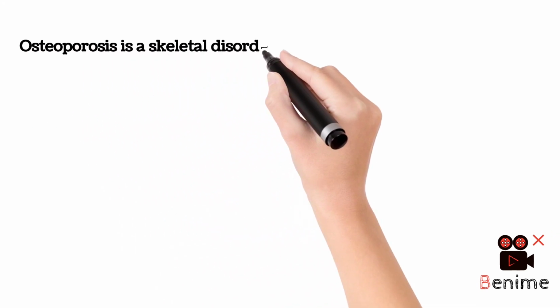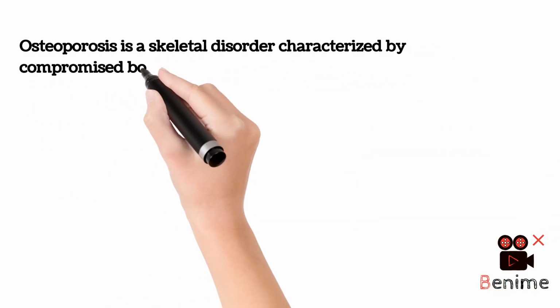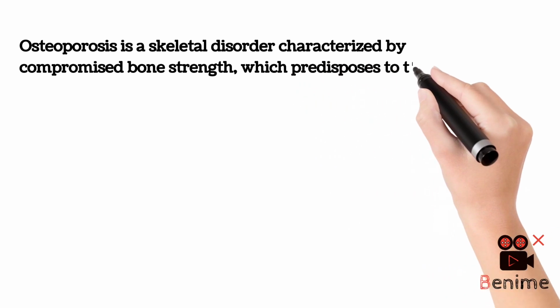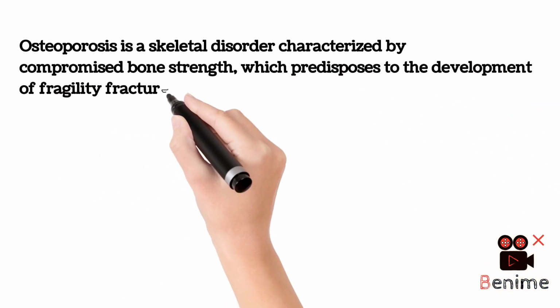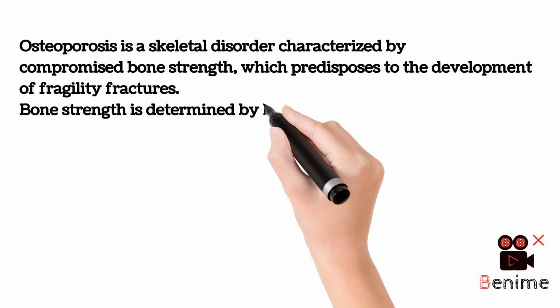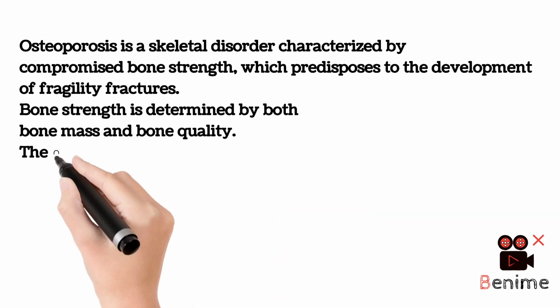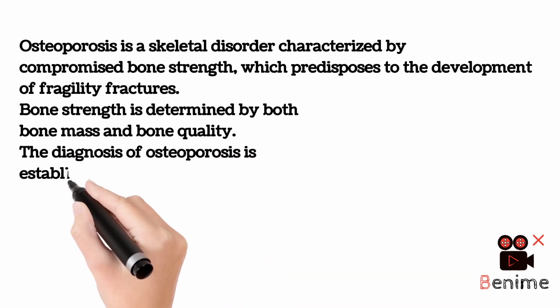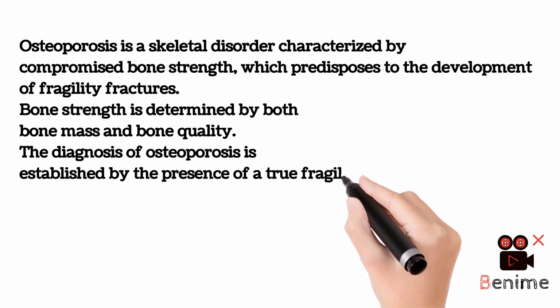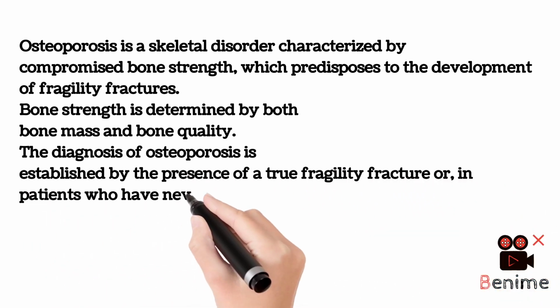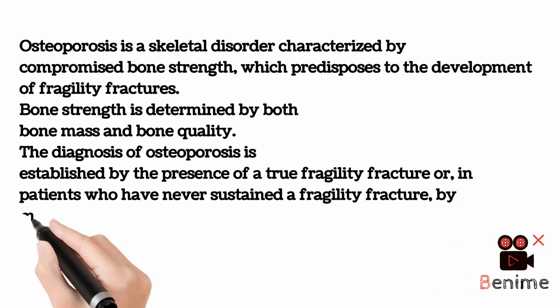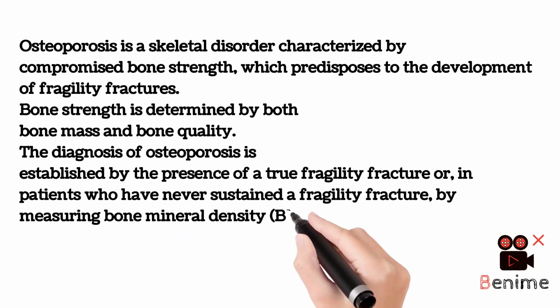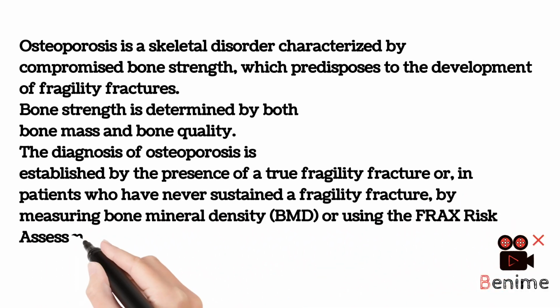Osteoporosis is a skeletal disorder characterized by compromised bone strength, which predisposes to the development of fragility fractures. Bone strength is determined by both bone mass and bone quality. The diagnosis of osteoporosis is established by the presence of a true fragility fracture or, in patients who have never sustained a fragility fracture, by measuring bone mineral density (BMD), or using the FRAX risk assessment tool.